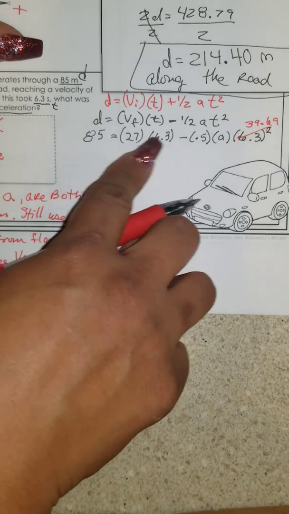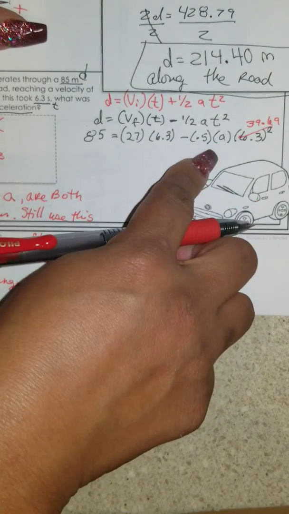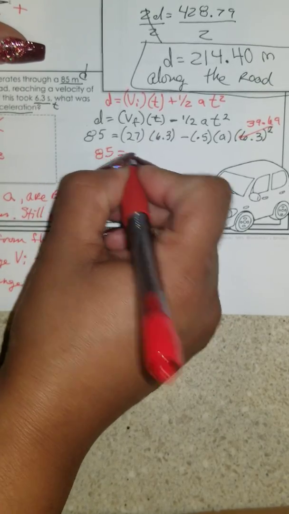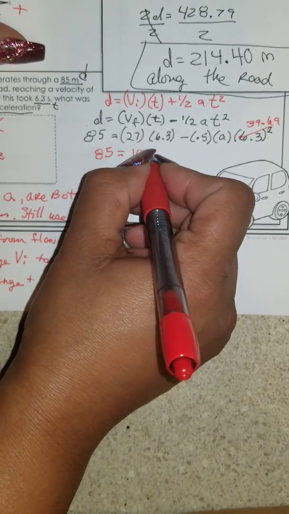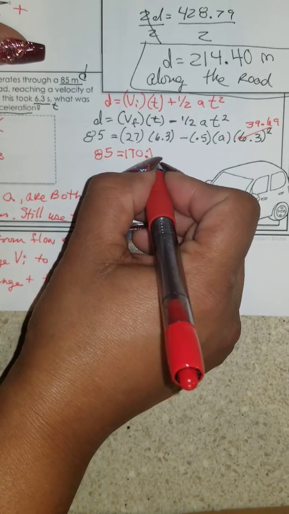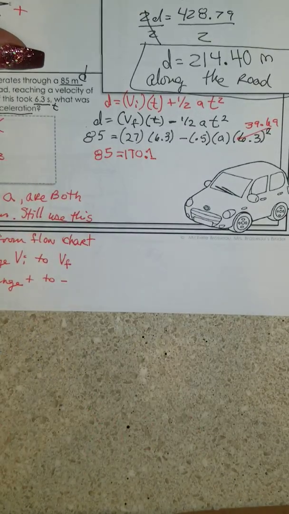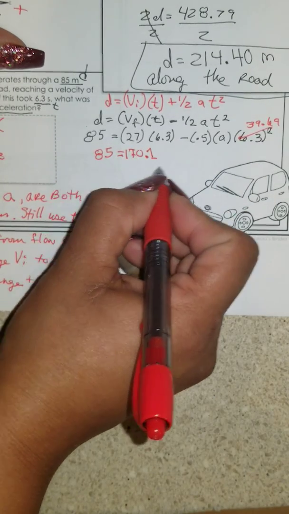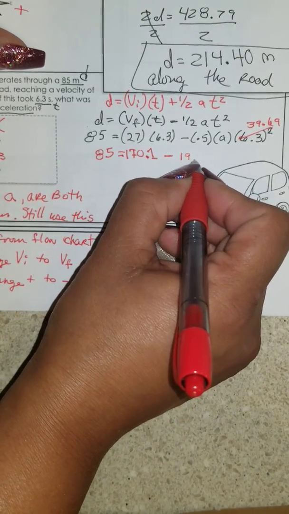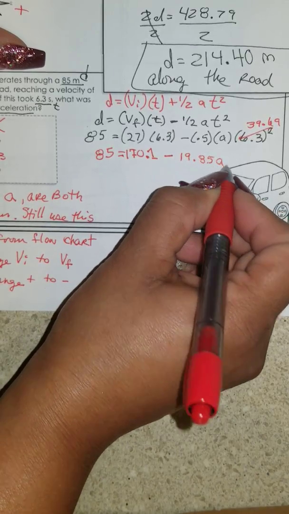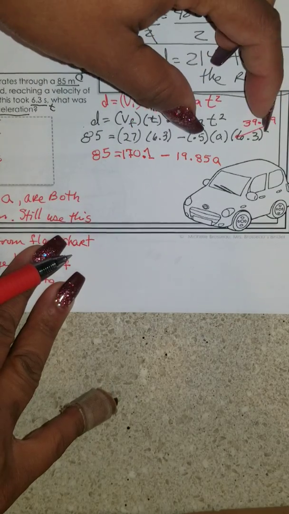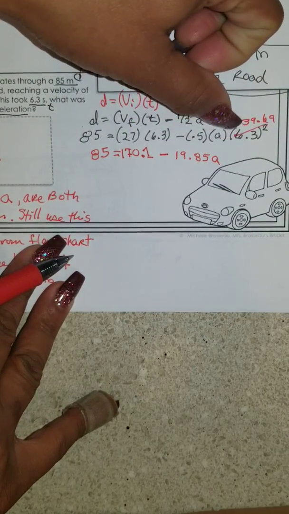Okay, now let's go ahead and use our algebra skills. What I would do first is multiply those two numbers. So let's do that and bring it down. 85 equals 170.1 minus 19.85A. So all I did was multiply those two numbers, and that's what I got. The A is still with it.